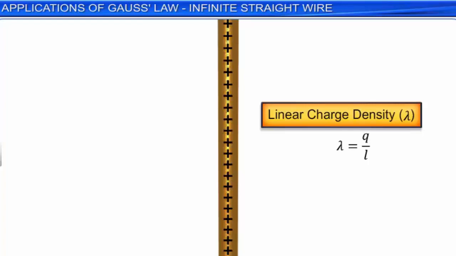The wire considered has an axis of symmetry. Consider a point O on the wire. Consider a radial vector from O to a point P whose magnitude is r. This radial vector is normal to the length of the wire.